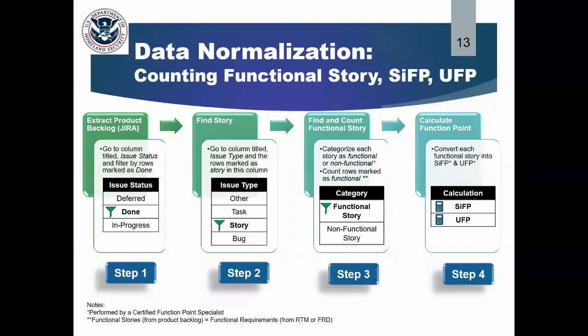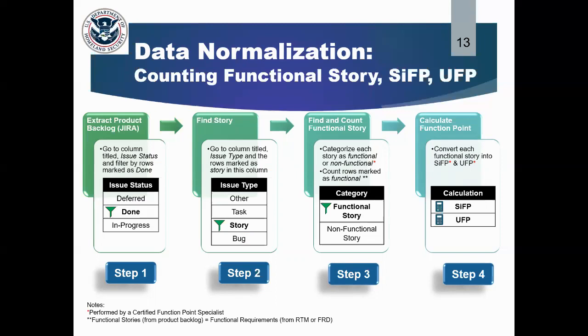Of the variables that we considered in the study, there were 3 that were not given to us: functional story and the 2 forms of function points, simple and unadjusted. None of these were given to us. So we had to hire a certified function point specialist to derive the count for us for each project. And we derived these counts from 3 different sources: requirements traceability matrix, functional requirements document. In some cases, we had to derive that from the product backlog.